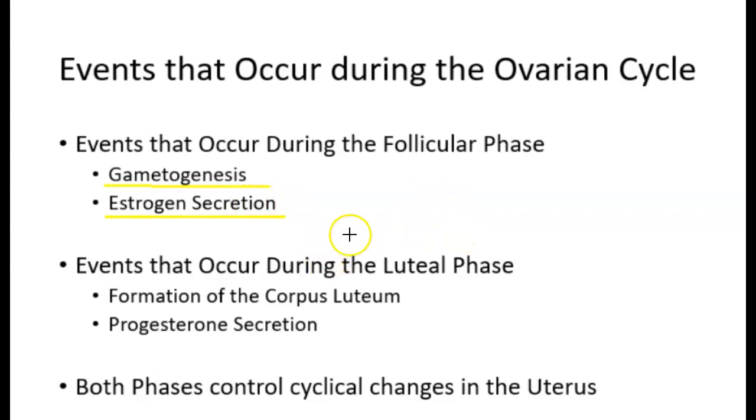And the events that occur during the luteal phase is formation of that corpus luteum, and that corpus luteum is what secretes progesterone. So we have a lot of estrogen production prior to ovulation and a lot of progesterone production after ovulation. There's a little bit of variation to that, but that's a nice summary about how to think about hormone secretion. Both of these hormones, since they fluctuate in quantity throughout that cycle, will control the cycle we see in the uterus.